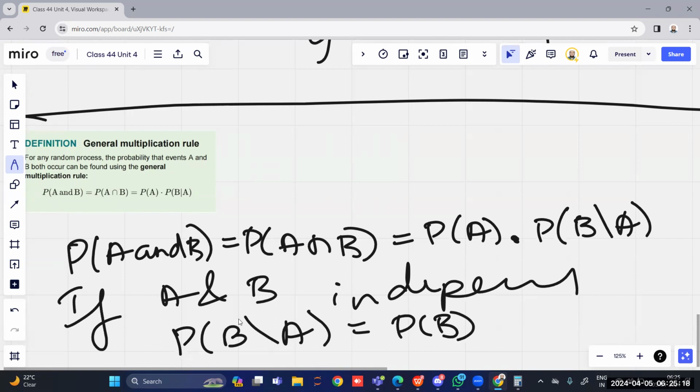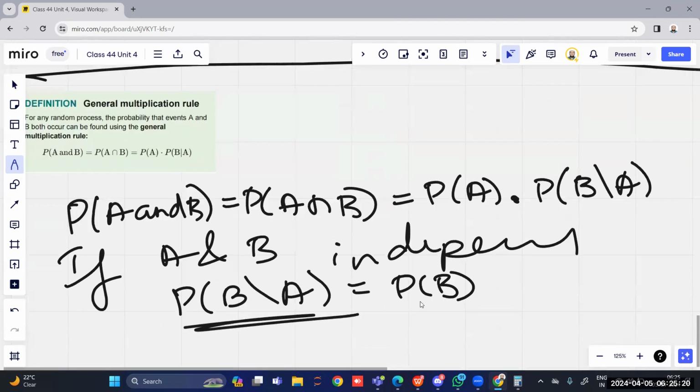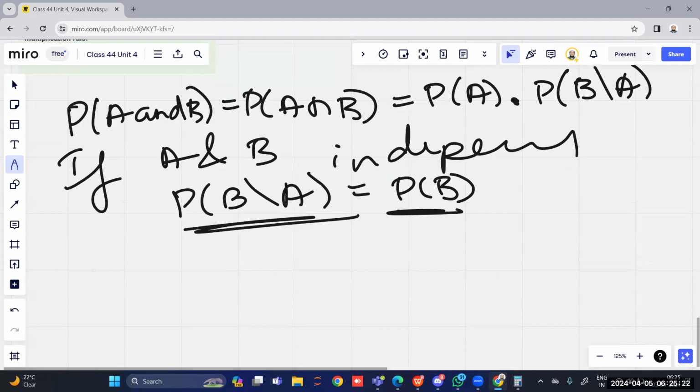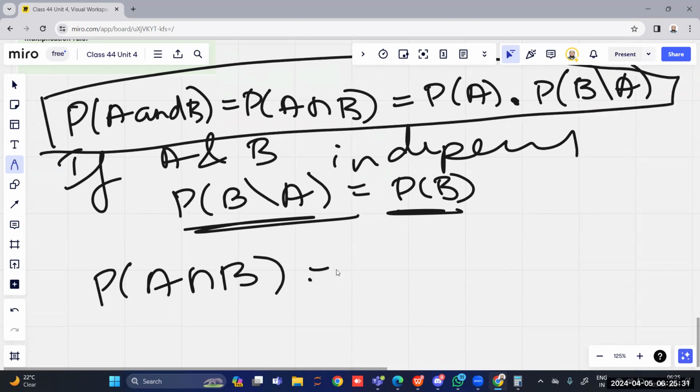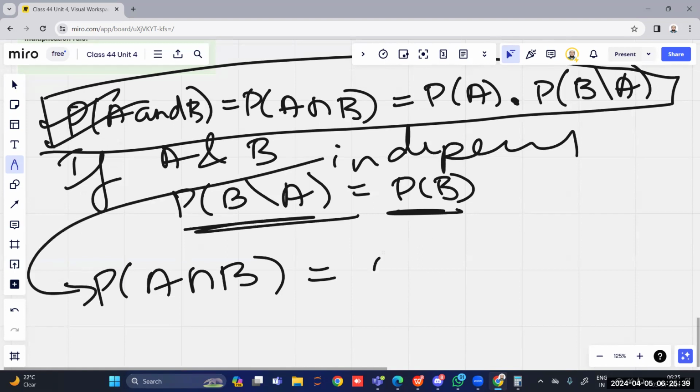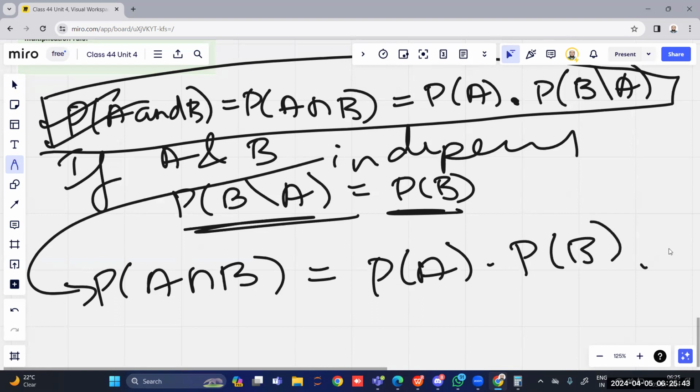So in place of this, we can write this. So probability of A intersection B: this one is general, and this one which I'm writing is specific. Specific means if A and B are independent, then we can use it. If they are not, we have to use the general formula. If they are independent, then we can use the formula probability of A into probability of B. Understood?